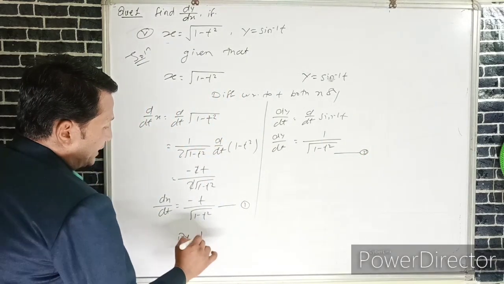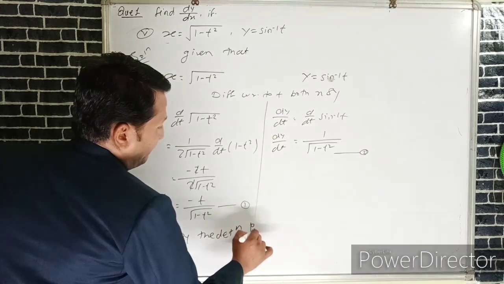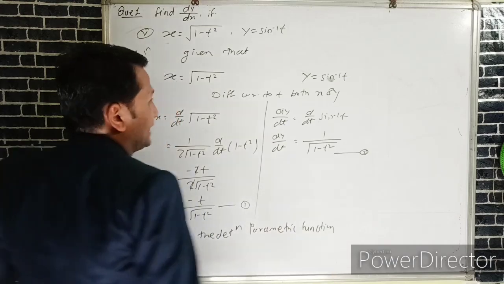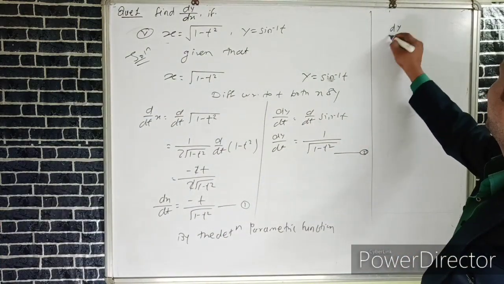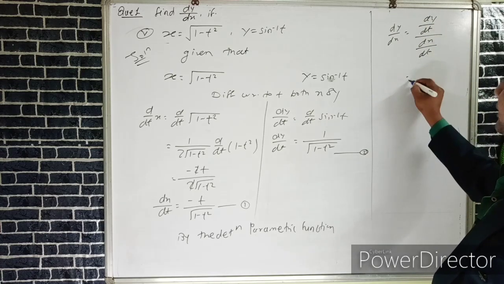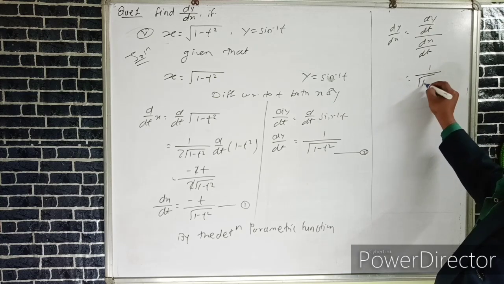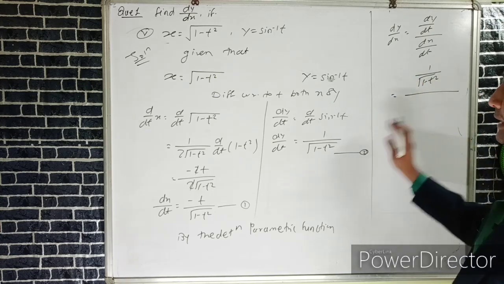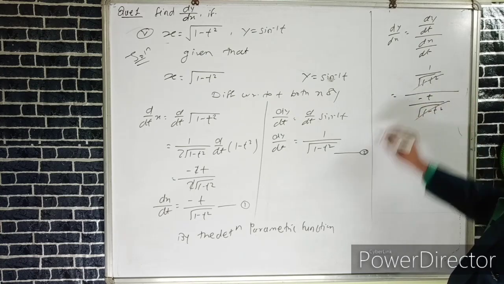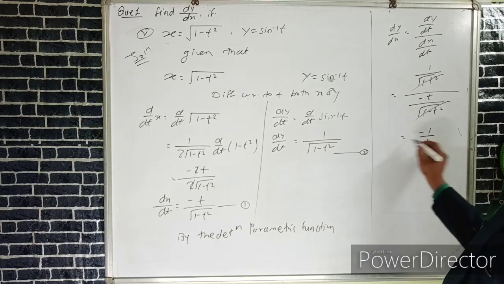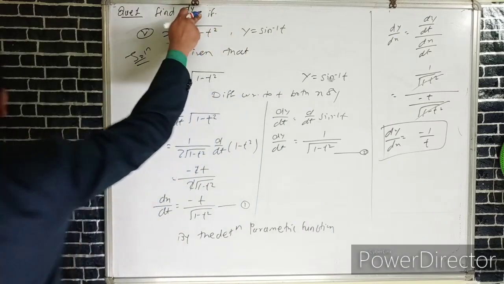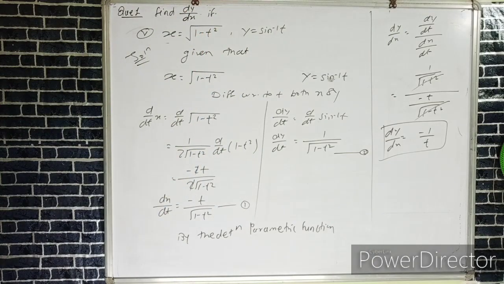By the definition of a parametric function, we can write dy upon dx is equal to dy by dt upon dx by dt. Here the value of dy by dt is 1 upon root of 1 minus t square, and the value of dx by dt is minus t upon root of 1 minus t square. Here the root of 1 minus t square cancels, leaving minus 1 upon t, which is the required derivative. The final value of dy by dx is equal to minus 1 upon t.